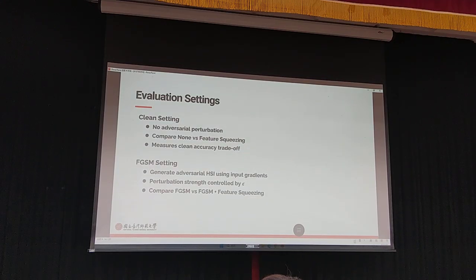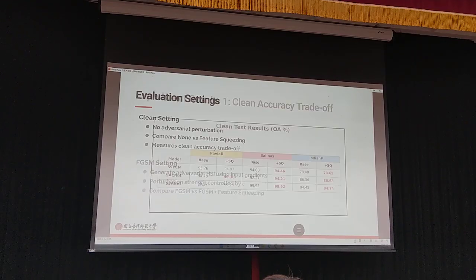Before showing the results, I separate the evaluation into 2 settings. In the clean setting, no adversarial perturbation is added. This setting checks whether feature squeezing reduces the original clean accuracy. In the FGSM setting, the input is attacked by FGSM. This setting checks whether feature squeezing improves robustness under adversarial validation.